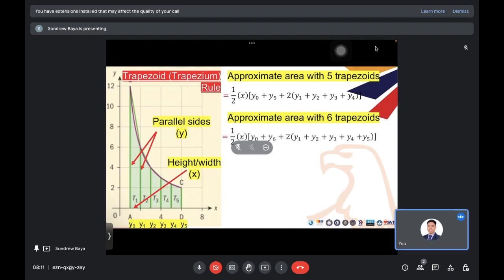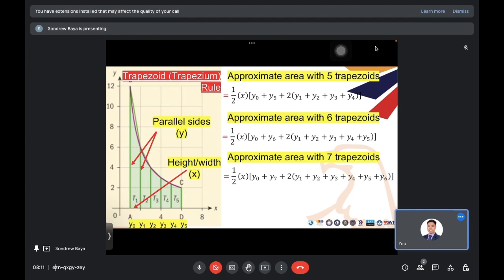Now, how about if we have 7 trapezoids? Again, we can assume that if there are 7 trapezoids, using the trapezium rule, the notation will just be this. Pause the video and try to analyze. Now, what if there are n trapezoids? Because technically, we cannot put a boundary as to how many trapezoids we can make. We can use more than 10 even, depending on the use or the convenience.